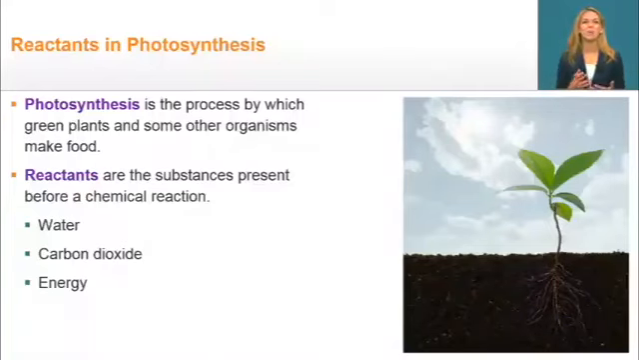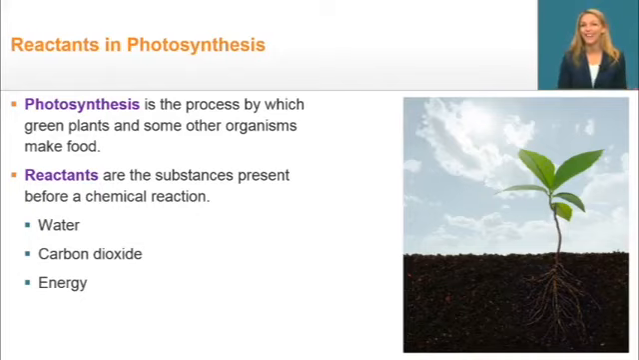Before we start, it's important to note that there are other organisms other than plants that photosynthesize, like algae, which is a protist. However, to keep things simple, and of course to keep something that you're familiar with, we're going to use plants as our model when we talk about photosynthesis.